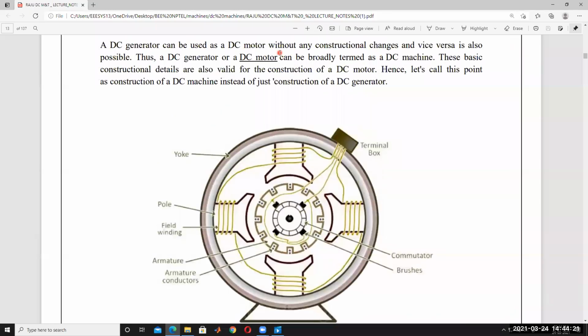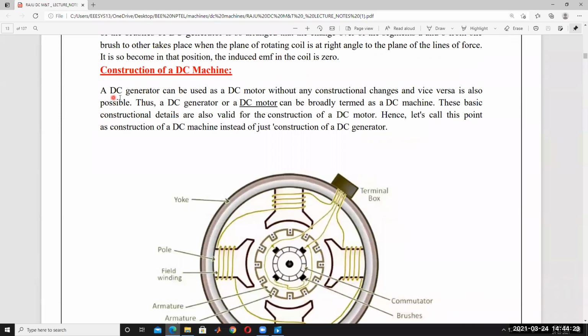Construction of a DC machine. A DC generator can be used as a DC motor without any constructional changes, and vice versa.